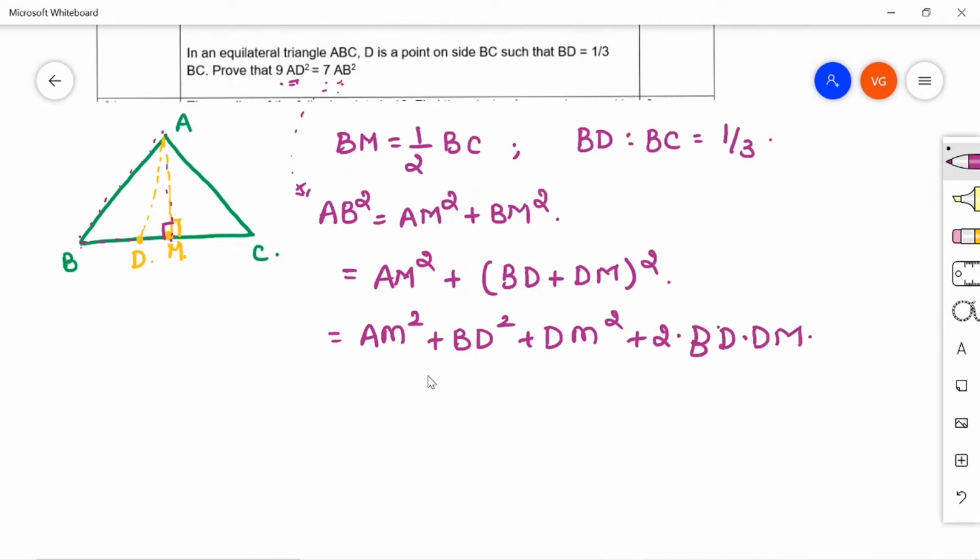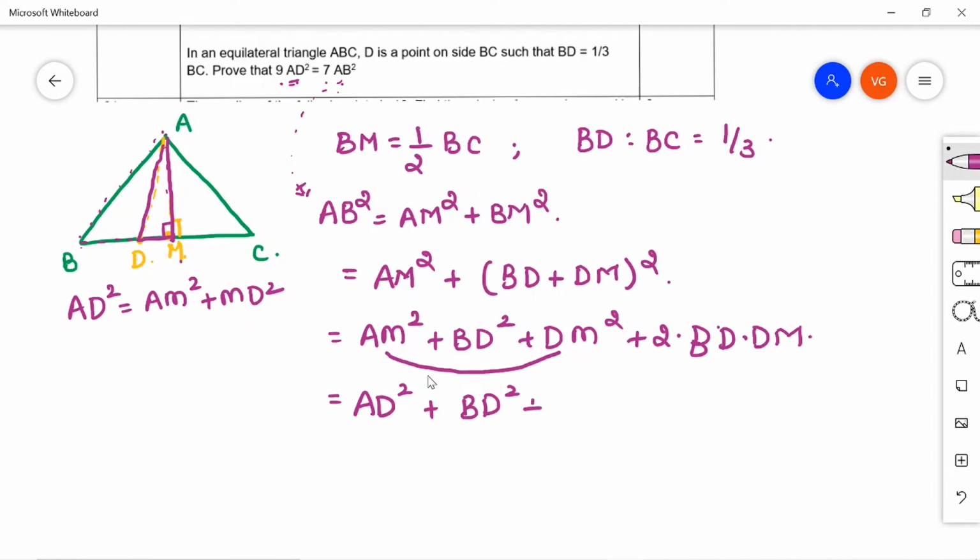Now if you consider this part, triangle ADM, again it's a right angle triangle. From that I can write AD square is equal to AM square plus DM square. See here, AM square plus DM square is nothing but AD square. So AB square is AD square plus BD square plus 2 times BD into DM. Now the question asks for AD square and AB square terms, and here we have AB square and AD square terms, but we have to simplify more such that the given relation is obtained.